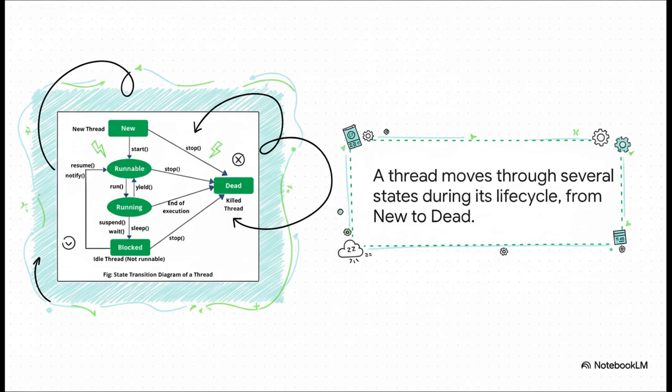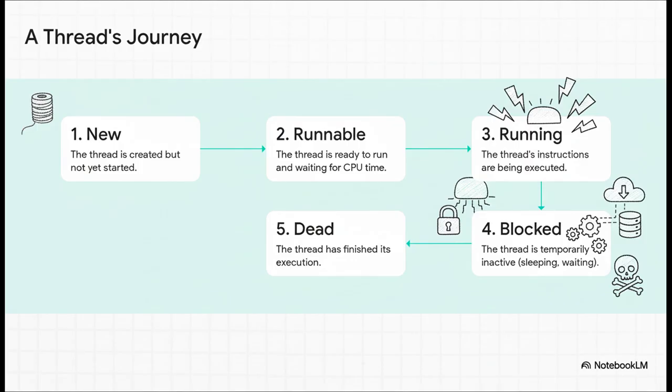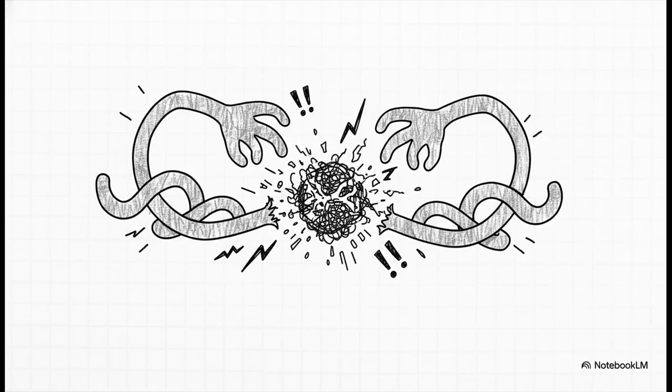Let's follow along. So here's how it plays out. First, a thread is born into the new state. Then, when you tell it to start, it moves to runnable. Think of this as standing in line, ready to go, just waiting for the CPU to call its number. Once it gets picked, it's officially running and executing its code. Sometimes it might have to wait for something, like a network call, and it'll become blocked. Finally, when its task is complete, it enters the dead state. Its journey is over.